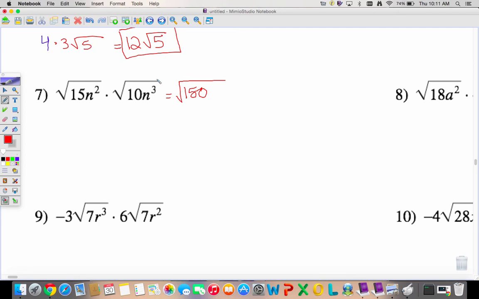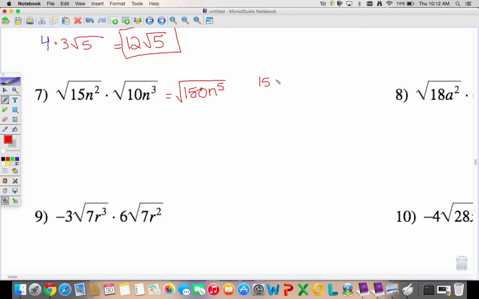N squared times n to the cube. This is where you have to know your exponent rules. Whenever you multiply, what do you do to your exponents? You add them. So we have 2 plus 3, and that's going to give us 5. That is going to be your biggest mistake today, that you forget when you multiply, you add exponents. A lot of you are going to put 6 down here. You don't do that. You don't multiply, you have to add.